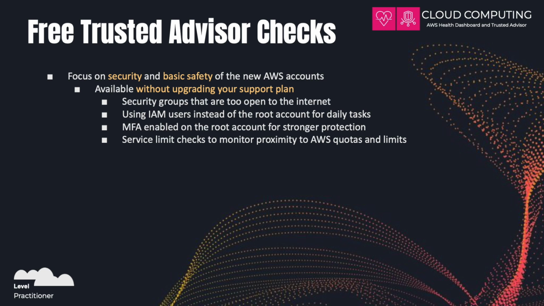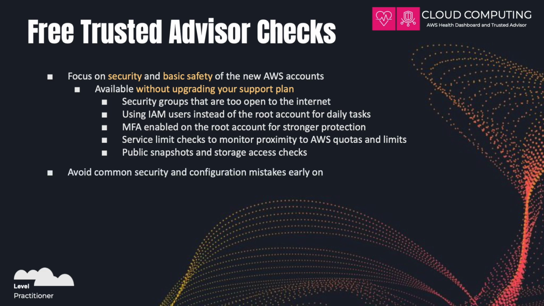The fourth one is service limit checks. Trusted Advisor monitors if you're getting close to any AWS service quotas or service limits you have in your account. The next free check is public snapshots and storage access. It'll check for things like public RDS snapshots, public EBS snapshots, and overly open S3 buckets as well. These free checks help you avoid very common mistakes, especially around security and basic configuration.